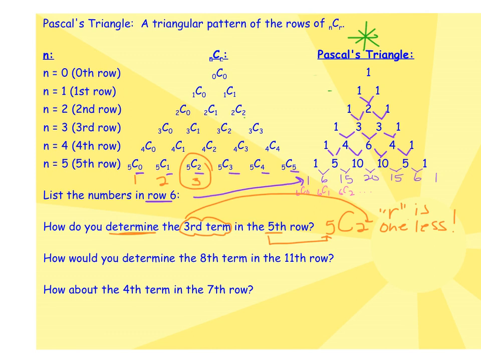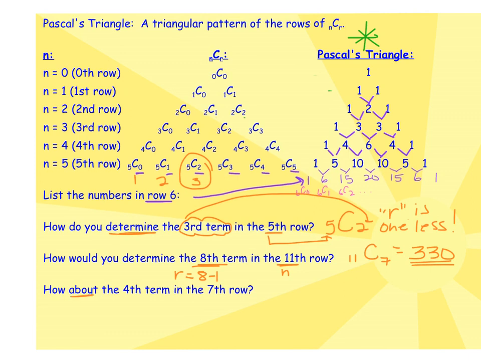If we were going to move on to a row further down in Pascal's triangle, how could we determine the 8th term in the 11th row? So the 8th term in the 11th row. This means n is 11, but the 8th term we would do 8 minus 1. We would do 1 less. So R would be 8 minus 1. To get the coefficient for the 8th term in the 11th row, we would do 11C7. I'm going to go ahead and plug that in, 11C7. That means in the 11th row, the coefficient out in front would be 330. That would be the coefficient.